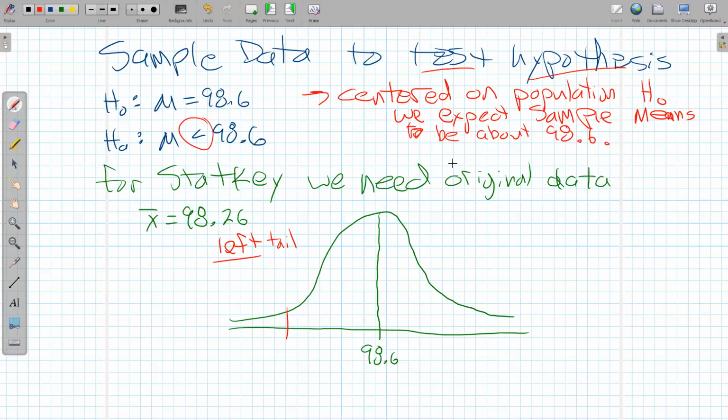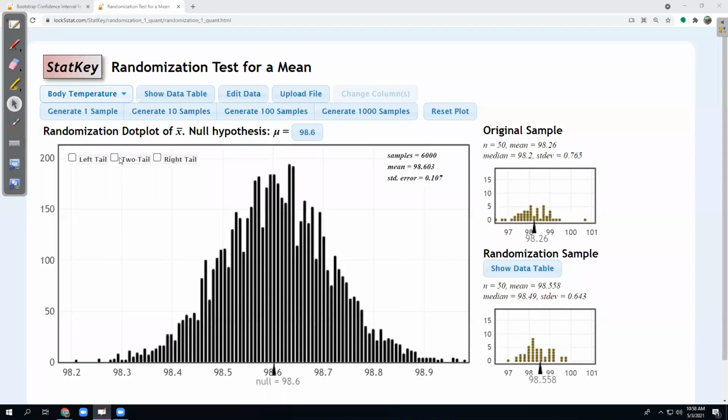Whereas before, when we did confidence intervals, we always selected two tail. Here, I have to look at my alternative and say, oh, is it a left tail, two tail, or right tail? In this case, it's a left tail because my alternative was a less than. So I select left tail, and then I just type in my sample data down here. My sample mean is 98.26.